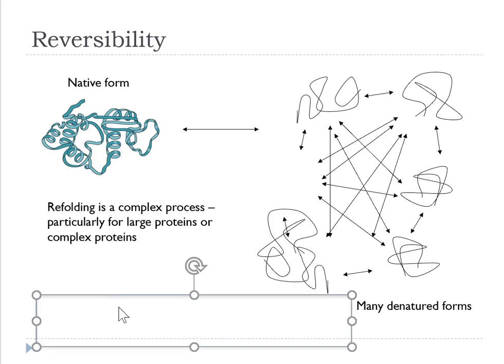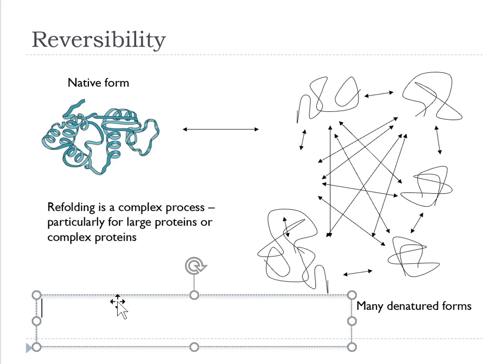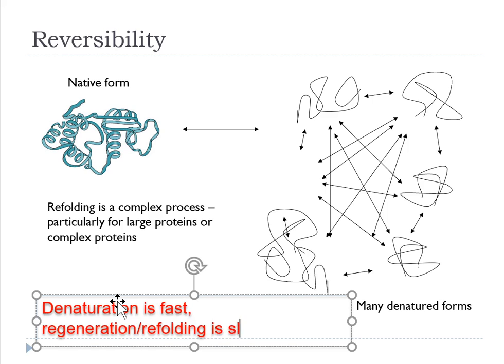Okay, let me write here. So denaturation is a fast process. However, regeneration, or we can say refolding, is slow.